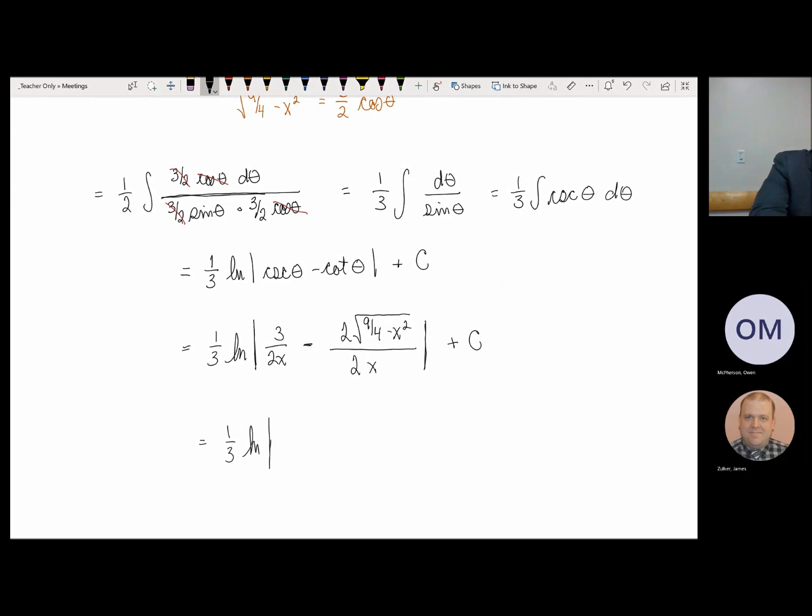Right, because that's going to allow us. Right, this is 3 minus the square root of 9 minus 4x squared all over 2x plus a constant. Where do you put the 2? I pulled it into the square root. Oh. Right, so square it and then pull it in.